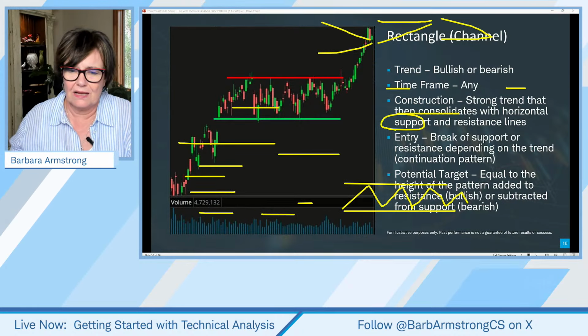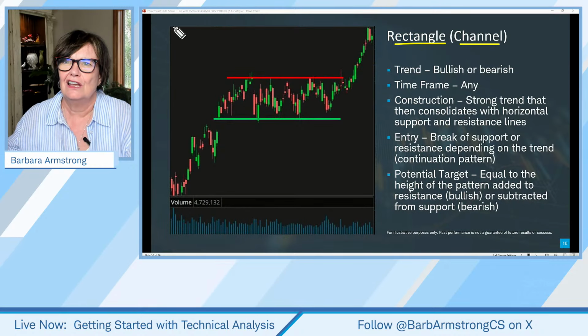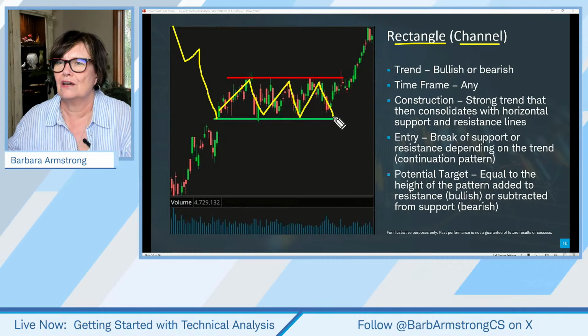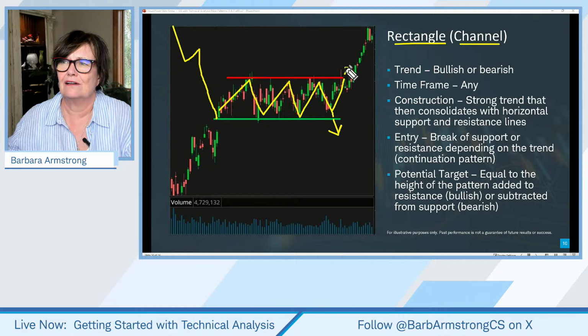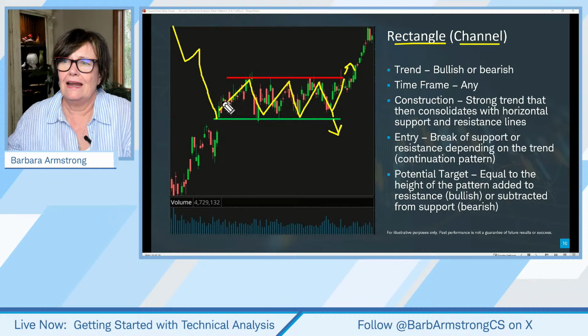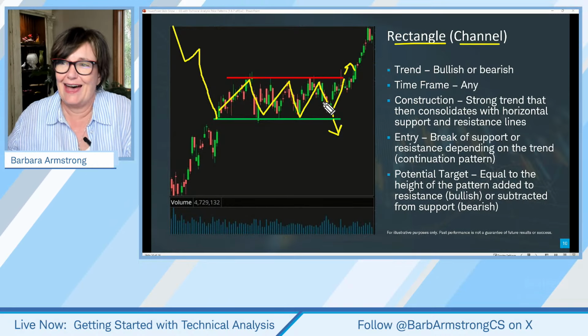And so sometimes, with a rectangle or a channel or a sideways pattern, in the event of Dollar Tree, it had come down last September, and then it kind of went a whole lot of nowhere for months and months. And then it didn't break out to the downside, which would have made it a trend continuation pattern. It ended up breaking out to the upside and became a reversal pattern. And how do we know how these things are going to play out? We don't. That's the answer.